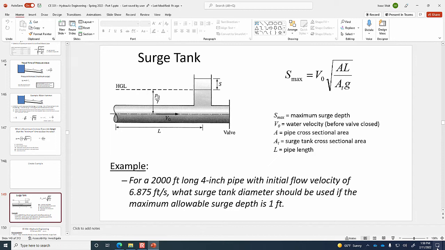Since we're out of time, it's 150. We won't go through the calculations on that one, but just so that you're aware, there is a formula for us to calculate how deep the water would get inside of a surge tank.